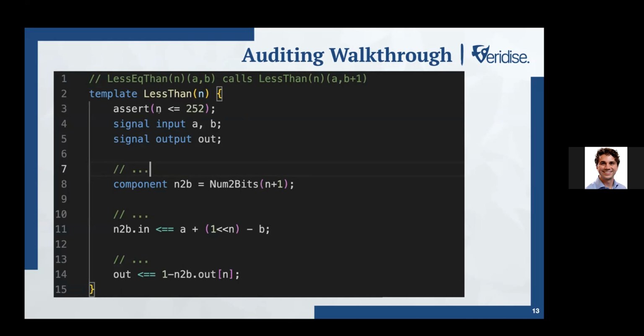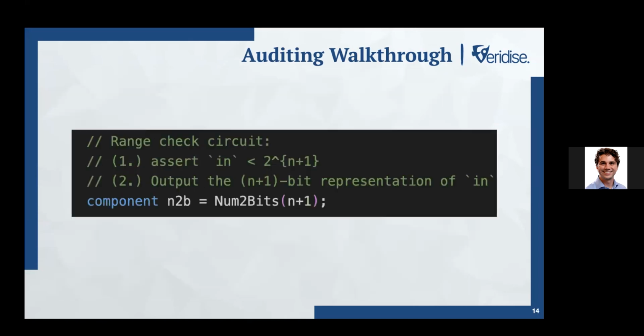Now, here we've got 3 components that are interesting, and the circuit on its face is a little bit opaque. So let's break it down. The first part of interest is this Num2Bits. You can really think of this as a range check. It's got 2 parts to it. The first part is we need to make sure that the input signal can be represented in n+1 bits. So here, the argument is the number of bits we want.